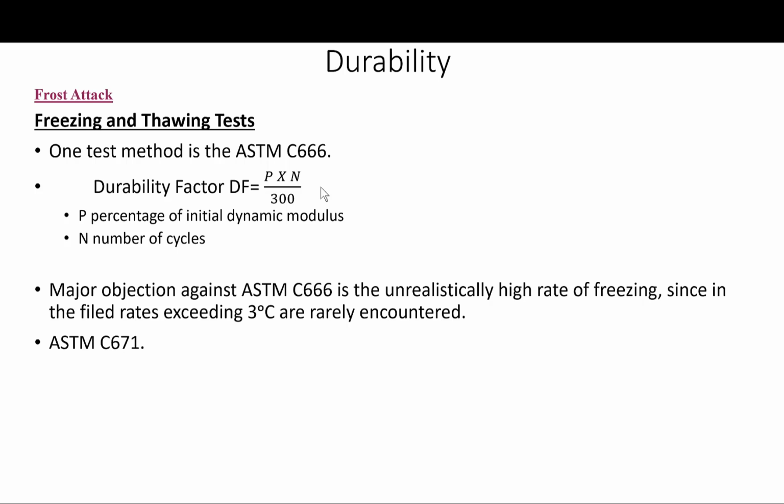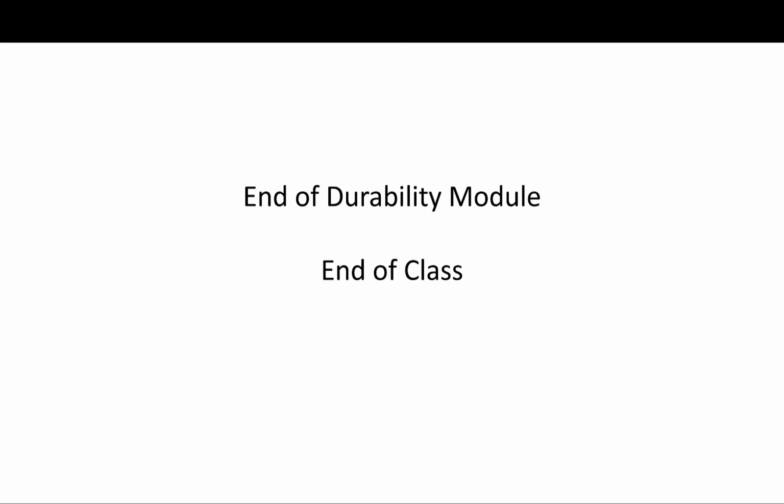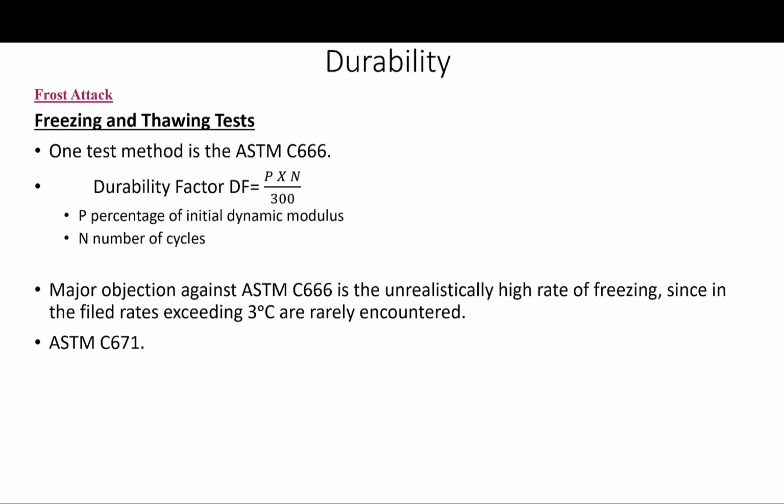So the major objection to ASTM C666 is the unrealistically high rate of freezing, since in the field rates exceeding 3 degrees Celsius per hour are rarely encountered. So ASTM C671 overcomes this objection by specifying one freeze-thaw cycle every 2 weeks, employing this rate of freezing with a rapid thawing regime.